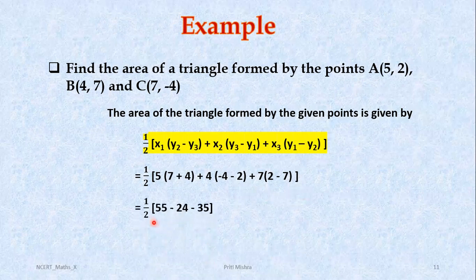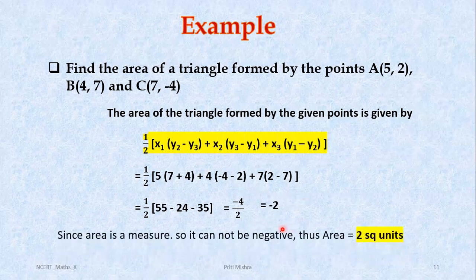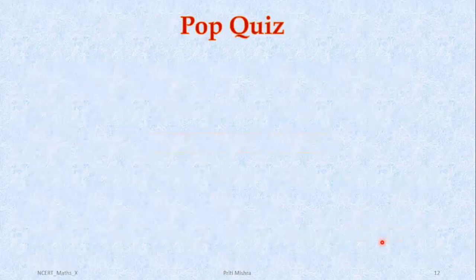After solving this, it takes the form half into 55 minus 24 minus 35. After solving this, we get minus 4 by 2, which means minus 2. But area is a measurement, so it can't be negative anyhow. So we will write it as 2 square units, because it is a quantity, so it will always be positive. So it is 2 square units. This is the answer of this question.